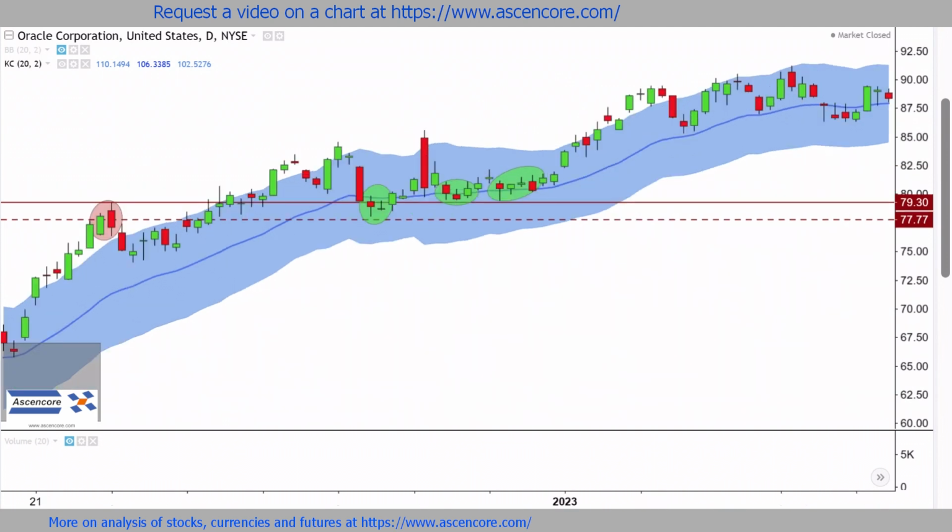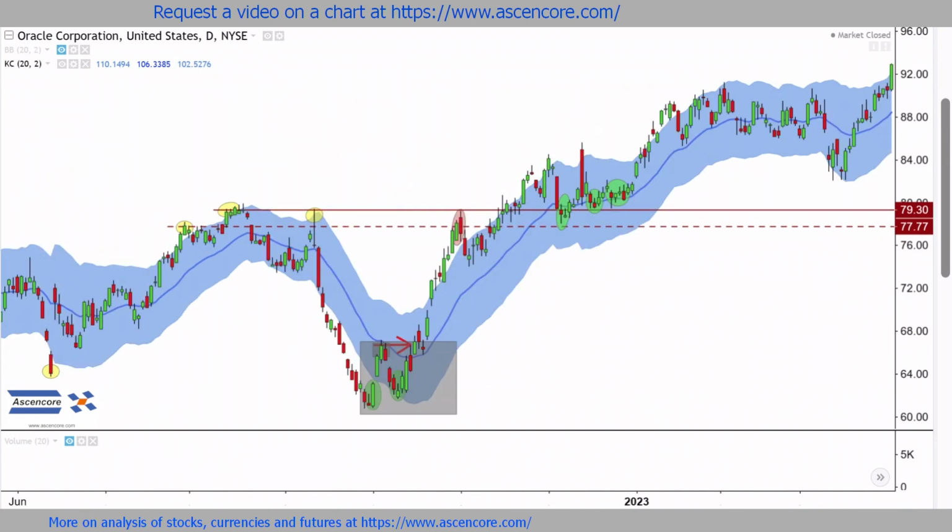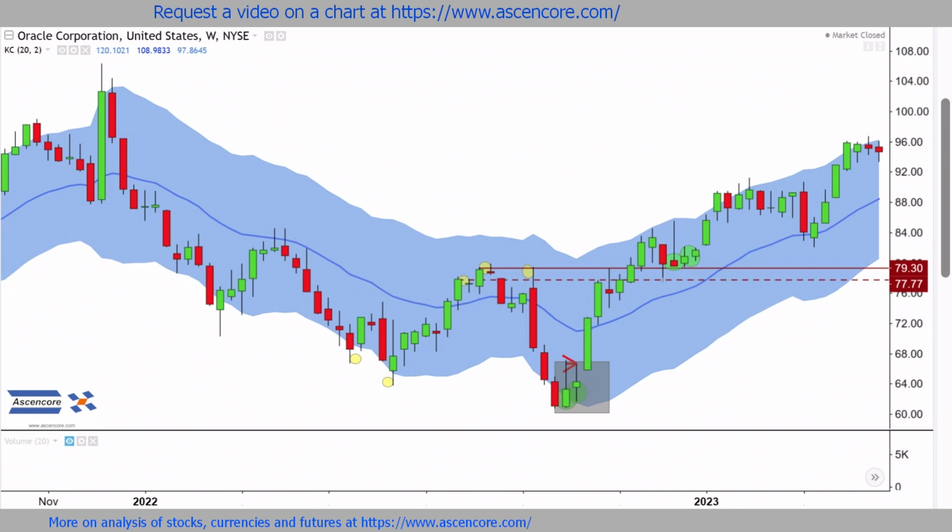Now if we go back to the beginning of this uptrend and go from the daily time frame to a larger weekly time frame, we can observe a demonstration of confluence across multiple time frames, since some of those earlier upswing points also formed during contact at or below the lower line.